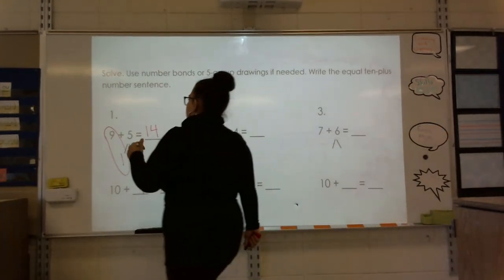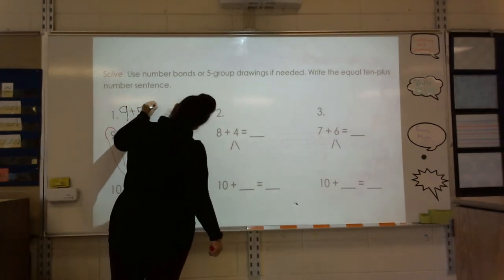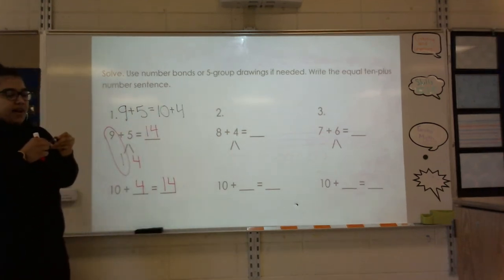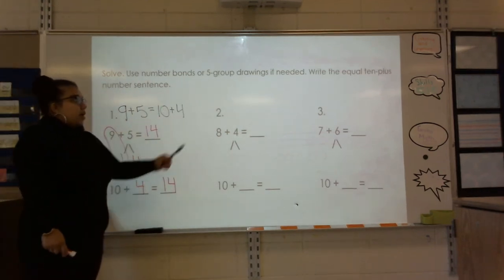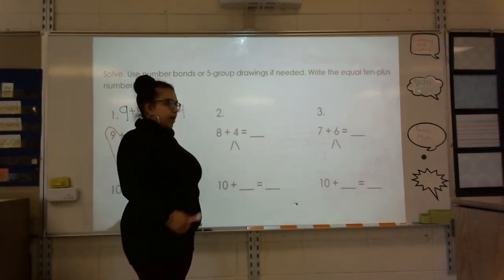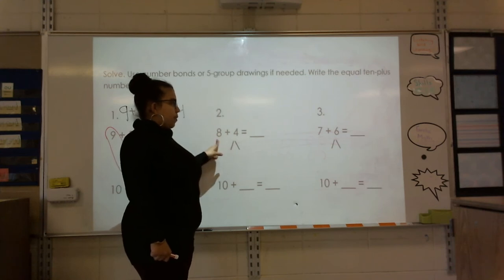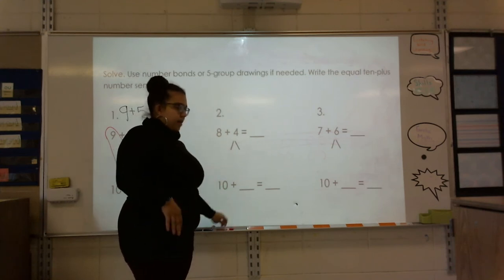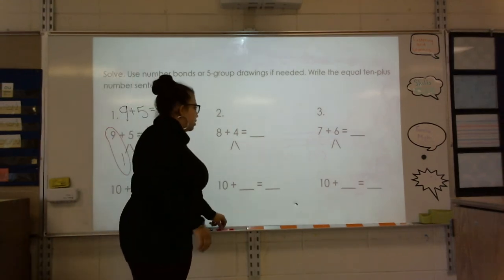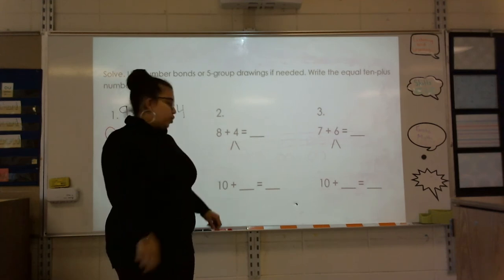This is a true number sentence then. 9 plus 5 is equal to 10 plus 4. Let's try it again. We're told to break apart the 4, and our other part is 8. If I have 8, how many more do I need to make 10? I need 2 more. So we'll break down this 4 into 2 and 2.